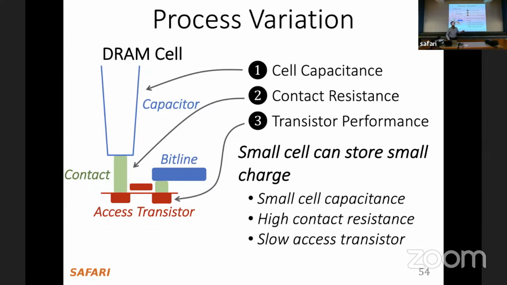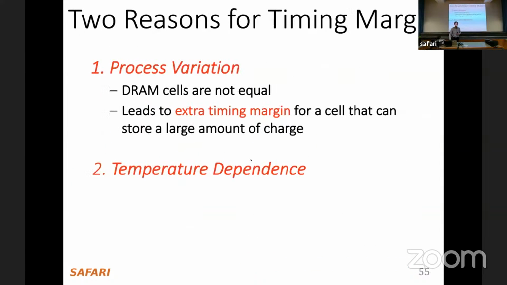So some cells are exactly opposite, right? Cell capacitance is large, resistance is low, and the access transistor is fast. And these are things you cannot control. These are manufacturing variations that you have. And these variations actually increase as you reduce the size of the cells and the feature sizes. So unfortunately, these variations are increasing today. So basically, that's why a cell has high access latency. These properties all differentiate cells in terms of their reliable access latencies.